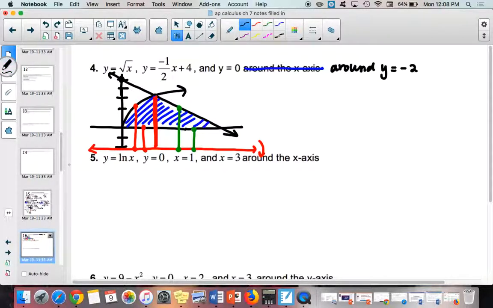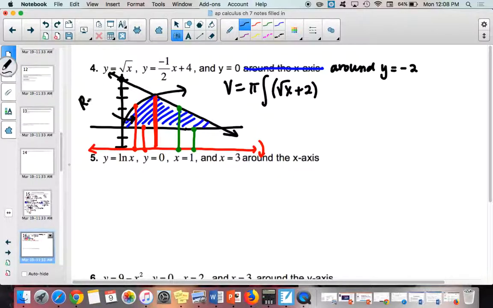So for the red lines, if I just figure out the volume of the left part here, what do I get? I'm going to have my pi. Am I integrating with respect to x or y? X. So my outer radius is going to be square root of x minus a negative 2, so plus 2. Do I need to write that out somewhere?